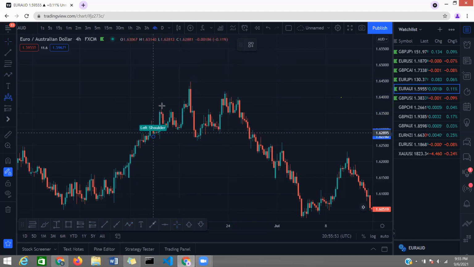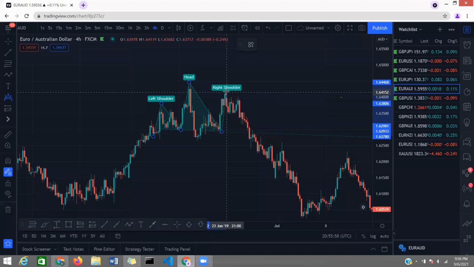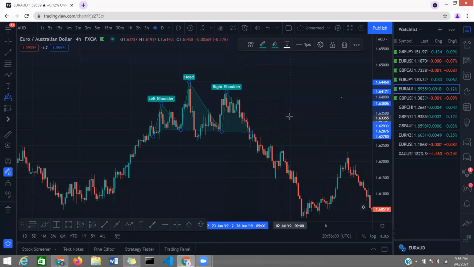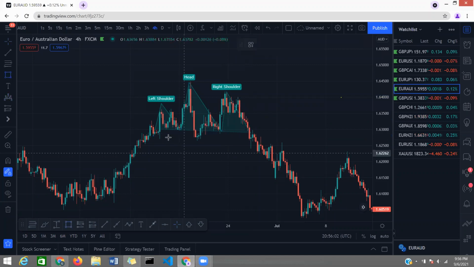So what you do is first highlight the high that we have here, of course, pick the next level, which is the head, and then connect this other level. And then let's look at what happened. So this is the neckline. This is where we have the neckline, okay?